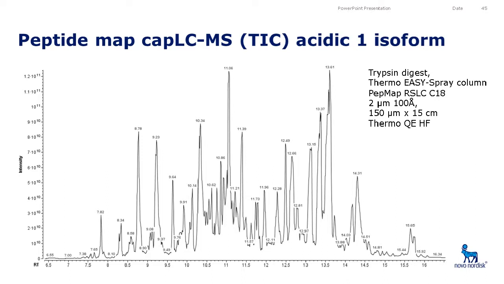And then the next step was to perform detailed peptide map analysis. And we did this with CAP-LC-MS as well as nano-LC-MS. Here I'll only show the CAP-LC-MS because it showed up that the CAP-LC-MS was sensitive enough for the samples we got out. This was performed with a Thermo EASY-Spray column, 150 micrometer inner diameter and 15 centimeters long, and a Thermo Orbitrap mass spectrometer.